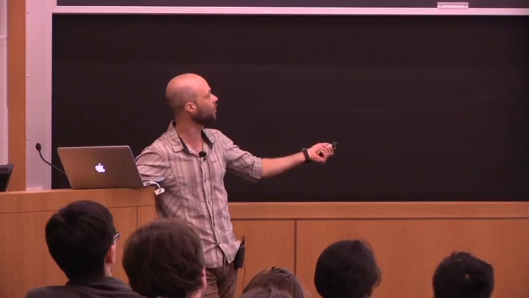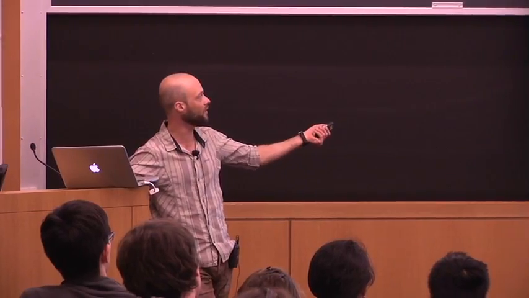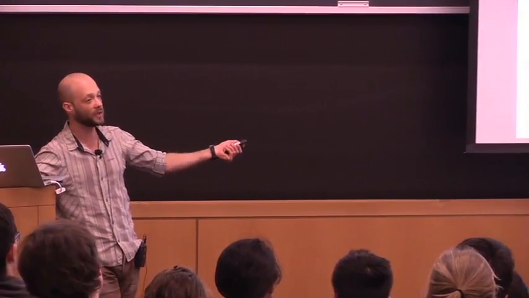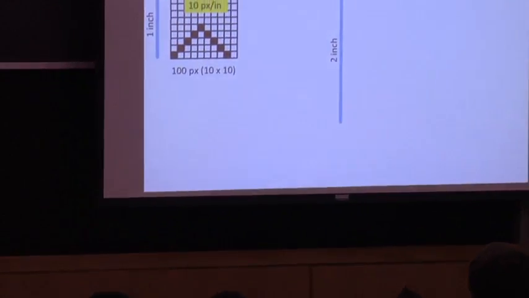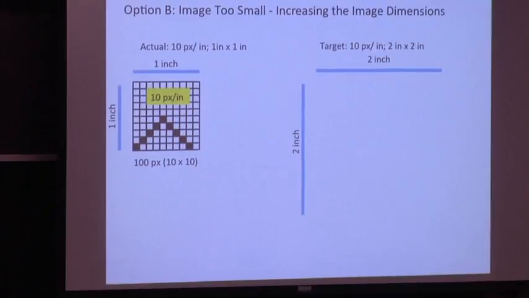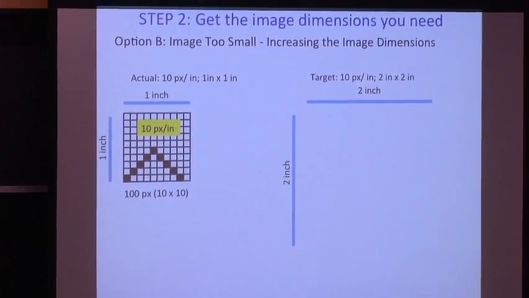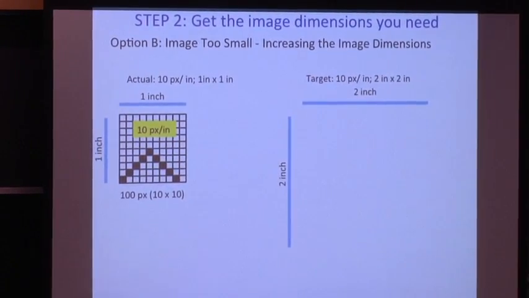We have 100 pixels, but if we want the same resolution, 10 pixels per inch, now 2 inches, so that's 2 times 10, 20 times 20, but we only have 100 pixels, what are we going to do? What's the only way we can make that happen?